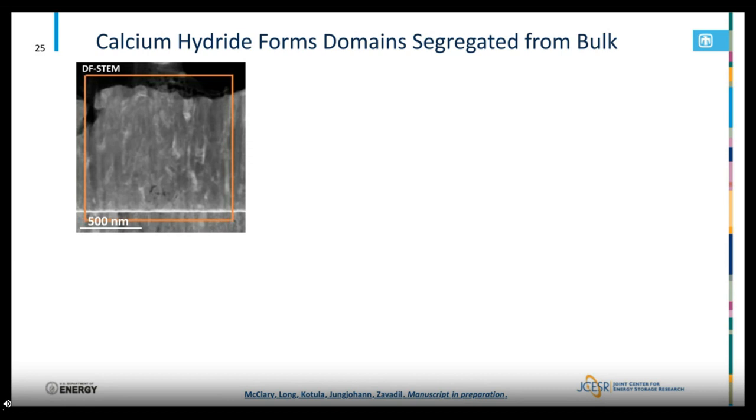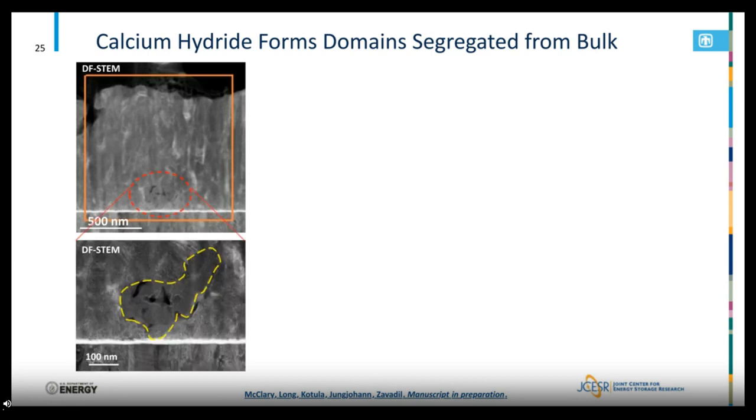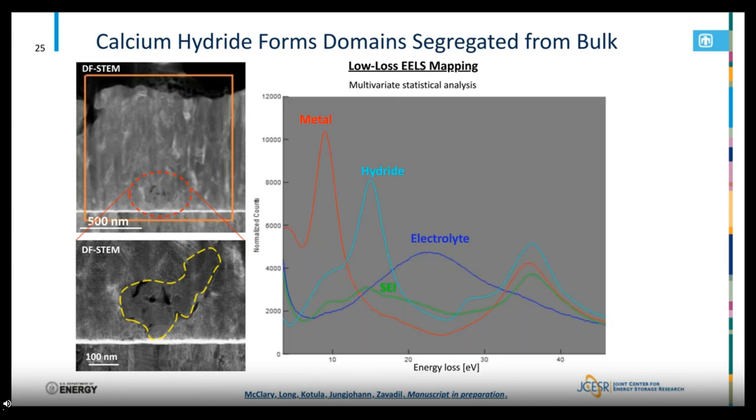So we looked at this region of interest that includes the hydride, which I've outlined here in yellow. And what we did is we did low loss EELS mapping, and then we applied principal component analysis and pulled out the principal components and then mapped them. And what we found was we have 4 principal components: the metal component, hydride component, electrolyte component, and the SEI.